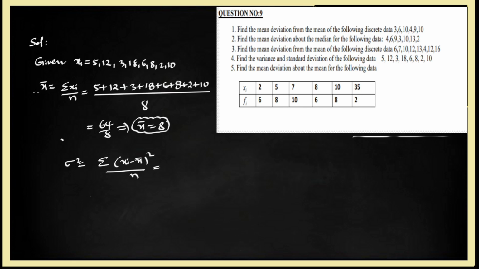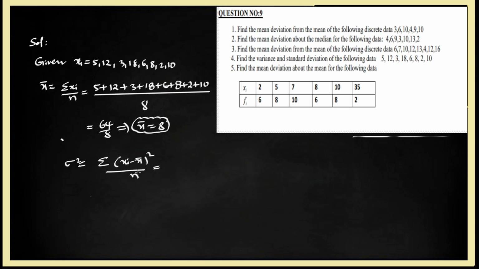First we have to find the mean. Mean is denoted by x bar, that is the sum of observations by the number of observations. So the sum of all observations, how many observations are given? 8. So the sum of all observations you will get 64, and the number of observations is 8. 8 1s are 8, 8 8s are 64. Therefore the mean is 8.